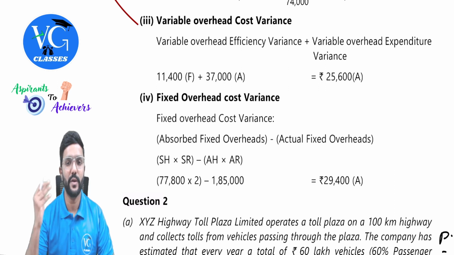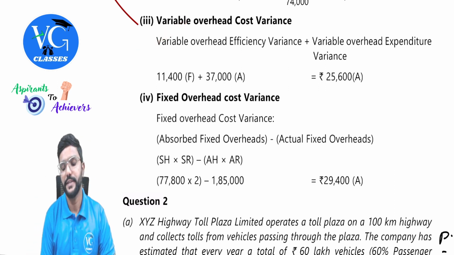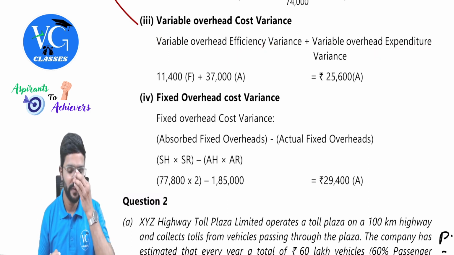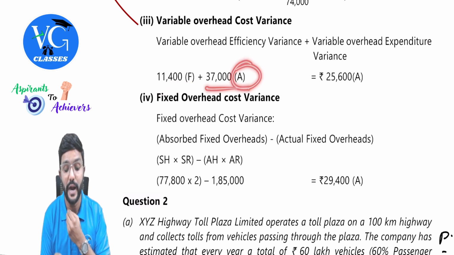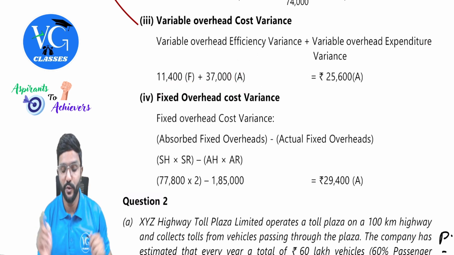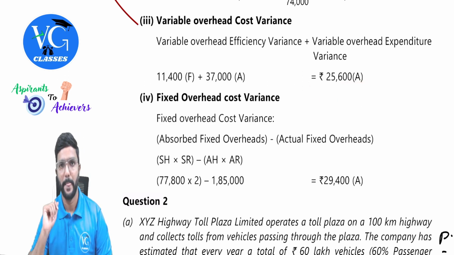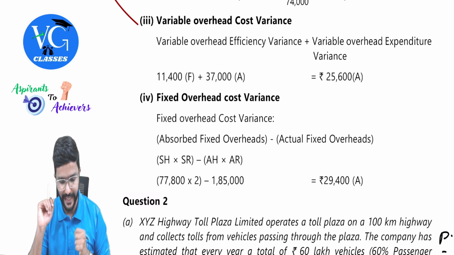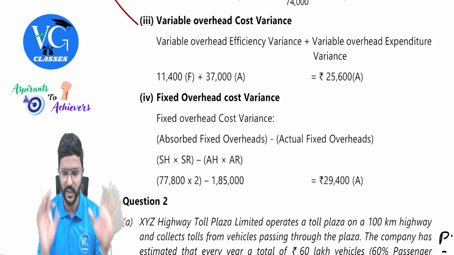Next, variable overhead cost variance they have asked. It is simply add up both efficiency variance and expenditure variance. We already know both of these, no? Yes. 11,400 favorable plus 37,000 adverse. Please be careful. You need to do net. So that will give us 25,600 adverse, people. Please be careful when one is favorable and one is adverse. You need to do net, guys. This is the simplest way to get the answer, the best way.